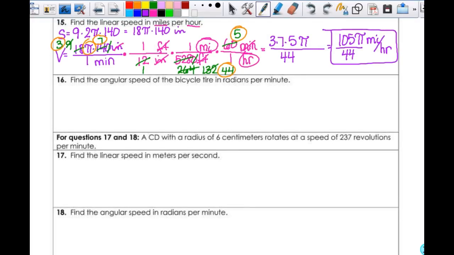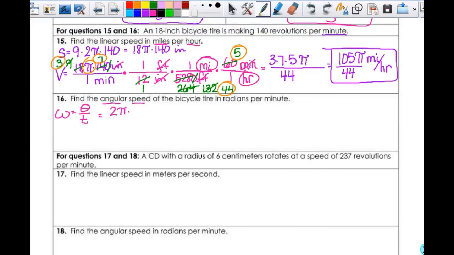All right, so then we want to find the angular speed, or angular velocity, of the bicycle tire in radians per minute. So angular speed is omega equals theta over t, right? So your theta is 2 pi times the revolutions, which were 140. And that's in radians per minute. So the revolutions per minute, so this is 1 minute down here. So I am in radians per minute, so that's good. So this is going to give me 280 pi radians per minute.